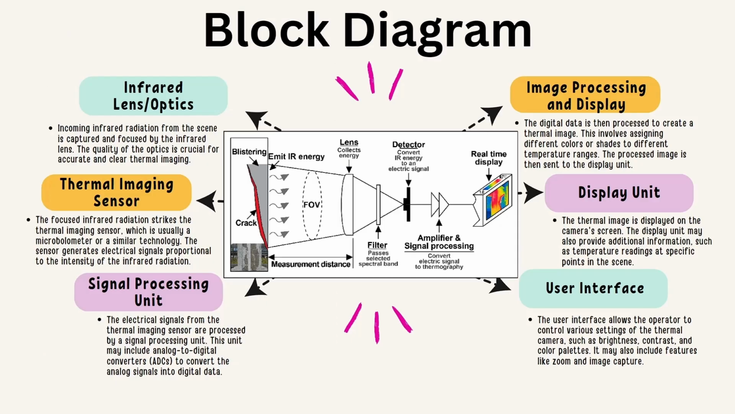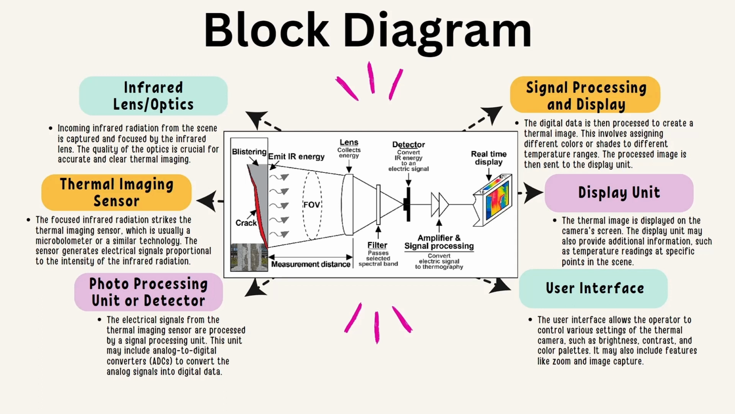So now that we've understood the working principle of the thermal camera, let us move on to the block diagram of the same. The first unit that is present is the lens. The incoming radiation from the scene is captured and focused by this unit. The quality of the optics is crucial because the higher the grade of the lens, the more layers it can detect in different temperatures, so that when it displays the same, there are more layers, and more shades of color would be represented.